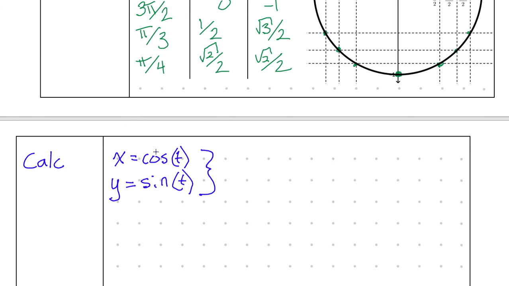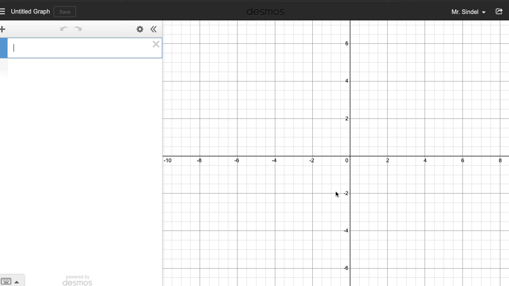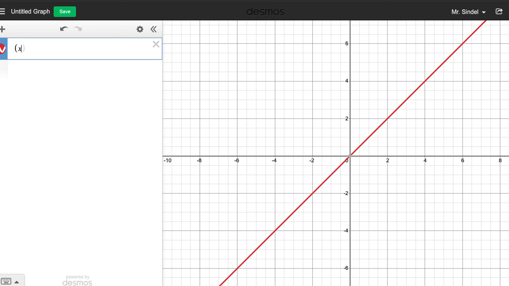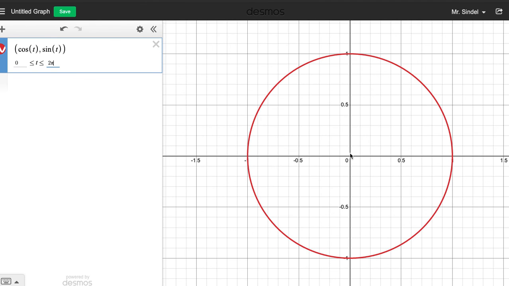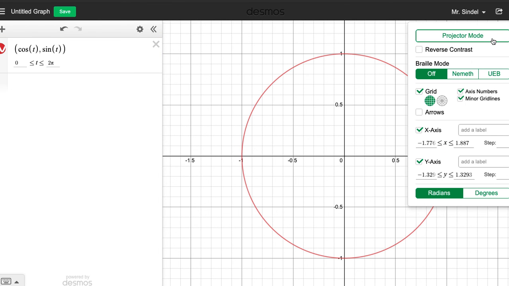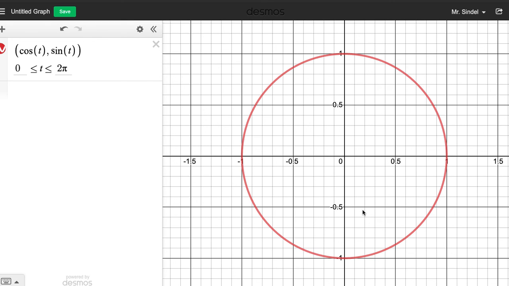Desmos.com, start graphing. What do we do? I want to graph this exact function on the calculator to check our work. How do we do that? The way is you just enter the x. So normally you do x comma y, right? So the x was equal to cosine of t, and we have sine of t. And then what are our bounds for t? I'm going to say from 0 to 2 pi. And I guess I can turn projector mode on. We have checked our work. There it is.